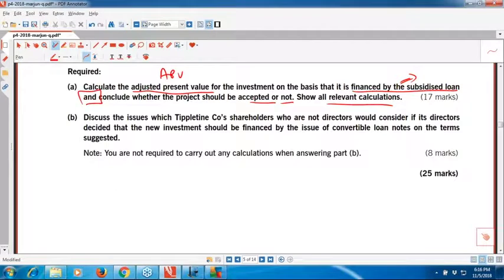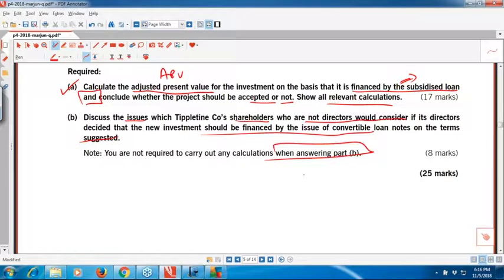So now, one of the requirements of the question says calculate the adjusted present value for the investment on the basis that it is financed by the subsidized loan. That's the number one thing. The number two thing that we are required to do is to discuss the issues which Triptyline shareholders who are not directors would consider if its directors decided that the new investment should be financed by the issue of convertible loan notes on the terms suggested. It says you're not required to carry out any calculations in answering part B.